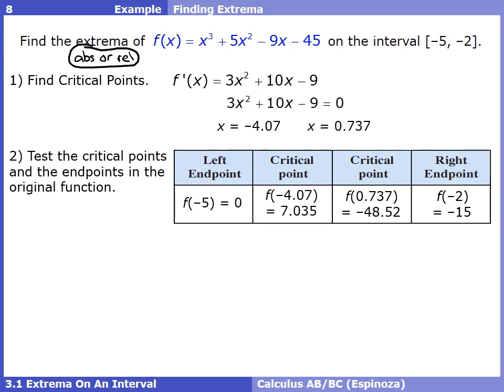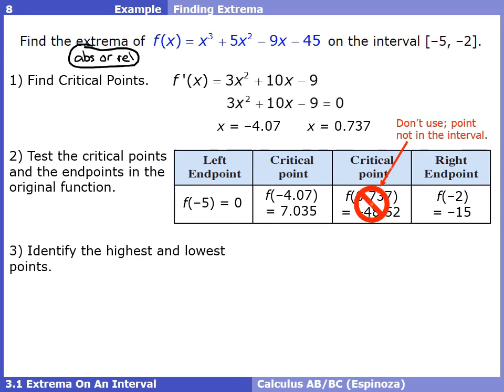Why does that not count? Well, you'll notice something. That x value of 0.737 is not in our window from negative 5 to negative 2. Since it's not in the window, we really don't care about that point. So you've got to be careful. Just because you get x values doesn't necessarily mean you should be concerned with them. The main reason is if they don't lie inside your domain, inside your window, we can completely ignore them.